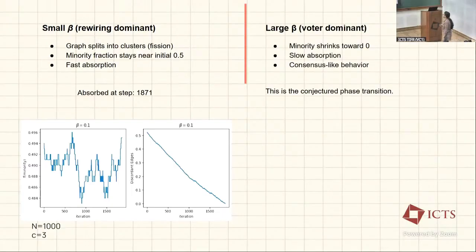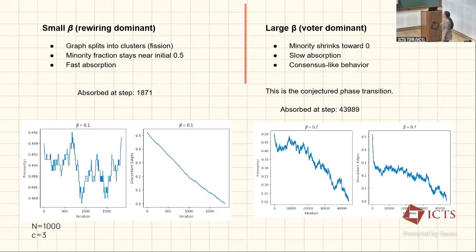And for large beta, the voter step dominates, and the minority shrinks towards a very small fraction like 0.10 here. This is beta equal to 0.7. So this shows that we need much more time to reach the absorption time, where there are no disagreeing edges left. So these are the results for the ER graph, and I will hand it over to Karan for ERGM.